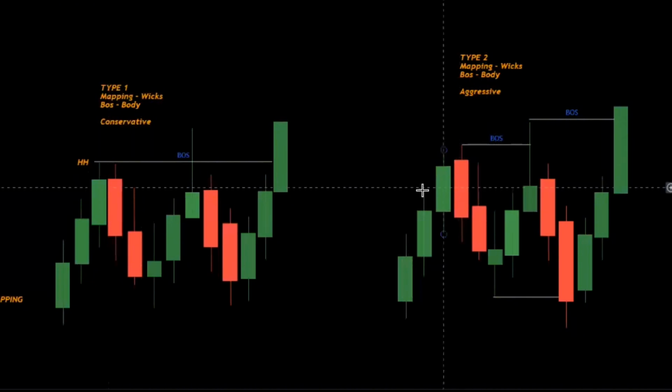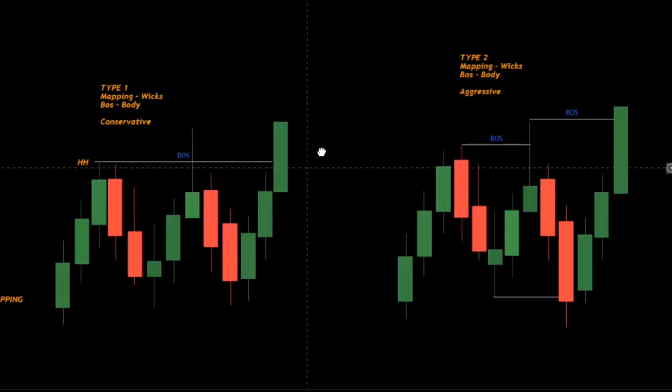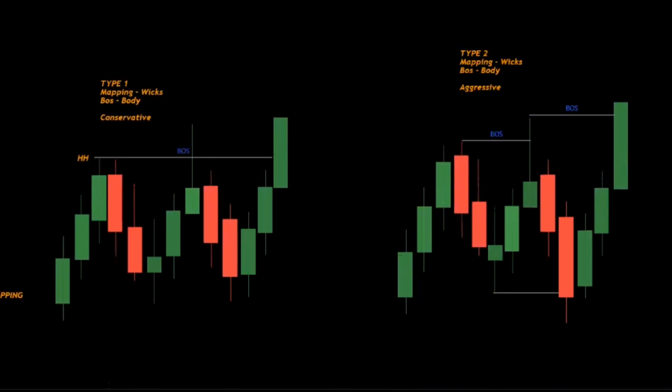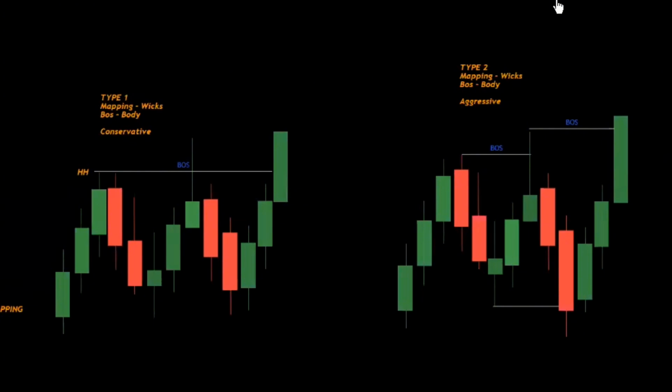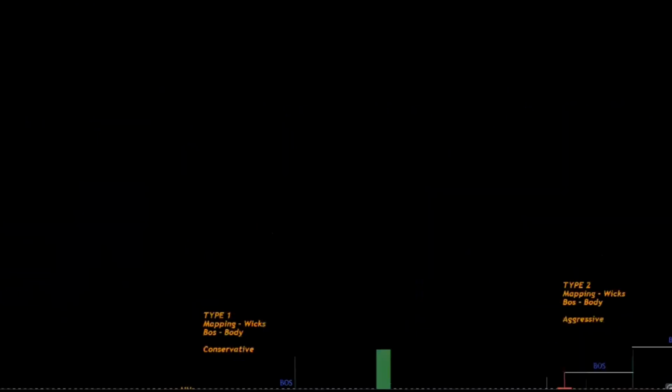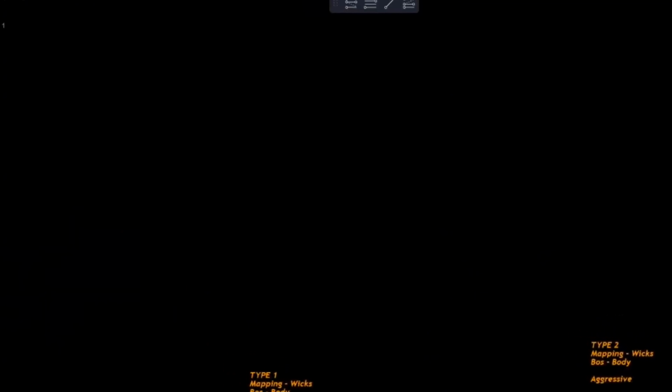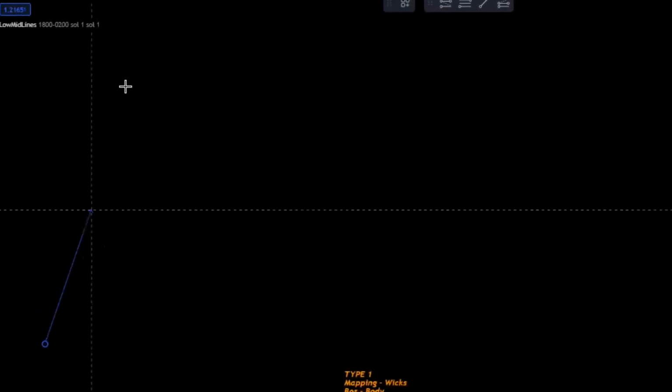In this case, you get a break of structure when a wick goes above it, so you consider that one a break of structure. And then when price goes above the wick that went above the previous high, you also consider it a break of structure. Now let me show you where you can apply all these things.